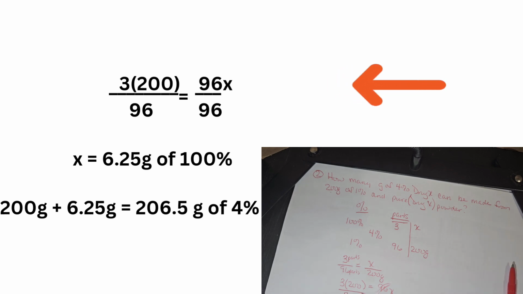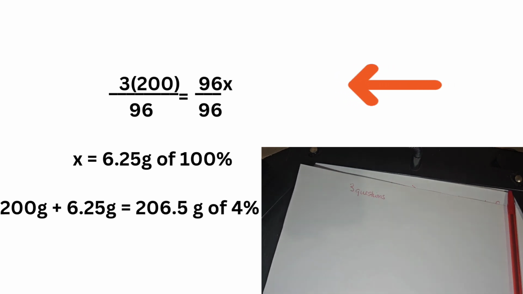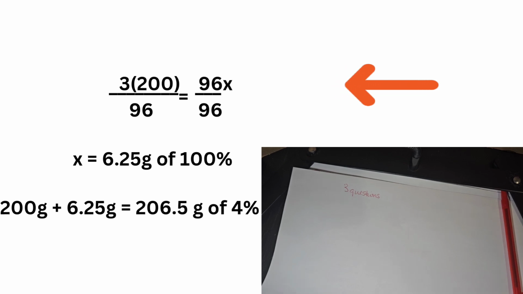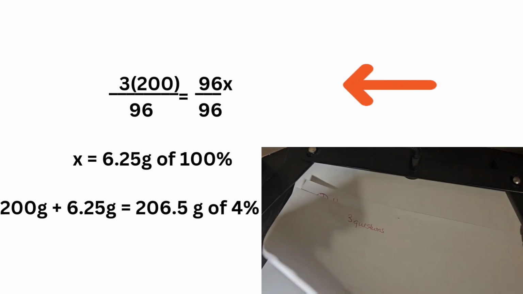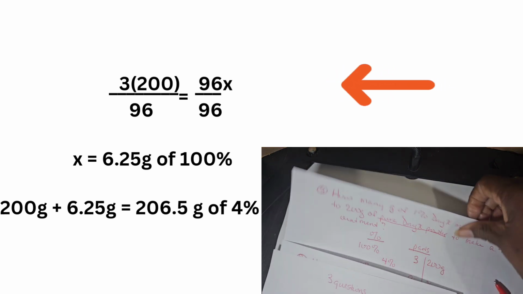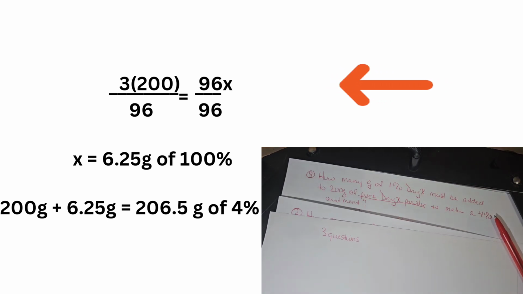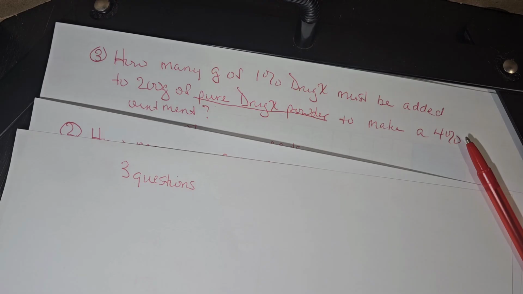Okay, so that is problem 2, short and sweet. We do have another problem, and I'm going to very briefly introduce you to that one. That is problem number 3: How many grams of 1% drug X must be added to 200 grams of pure drug X powder to make a 4% ointment? We're going to handle this one in the next video.